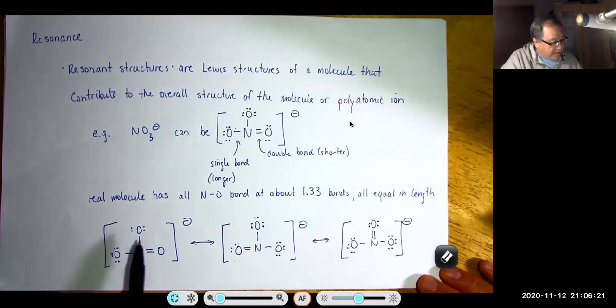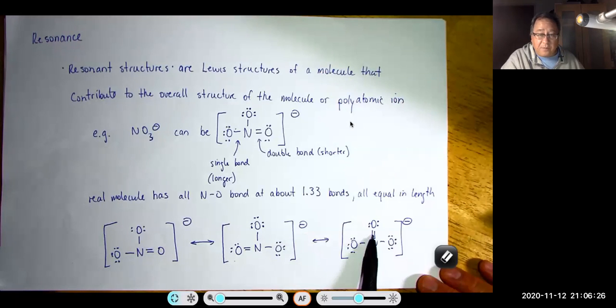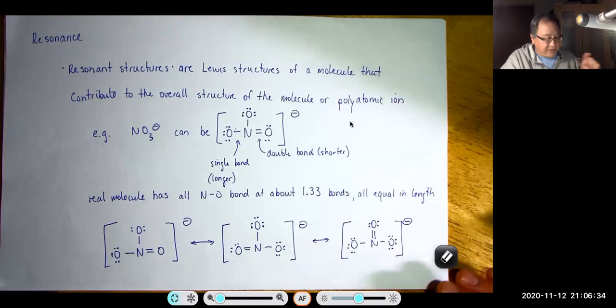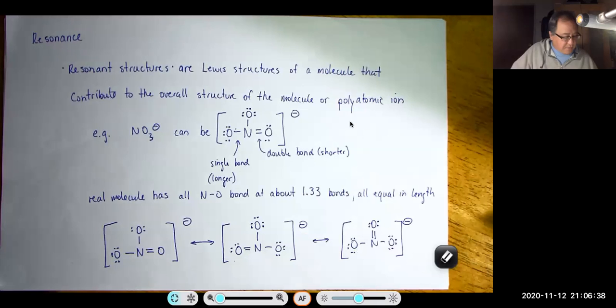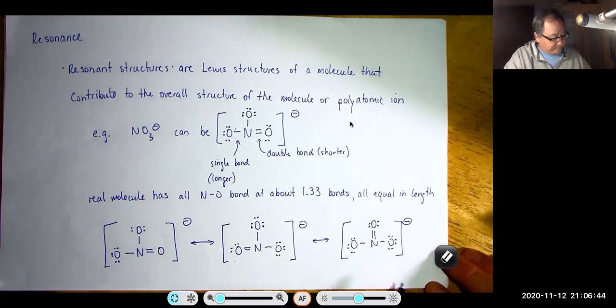What about this top bond? Well, it's an average of 1, 1, and 2, which is 4 bonds over 3 molecules. It's also 1.33. So that explains how all the bond lengths are exactly the same. It's because none of our resonance structures is exactly correct, but all 3 contribute to the overall structure of, in this case, the polyatomic ion.